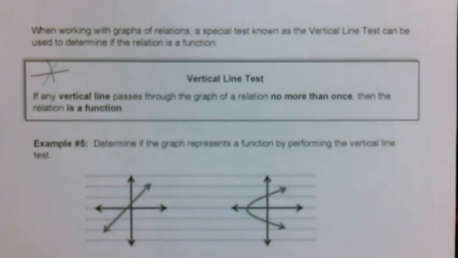If your vertical line hits the graph of the relation in more than one spot, then it would not be considered a function, because that means there's an input value that would map to more than one output value. We can see that in our previous example. This was the graph that we had looked at, where we had our 5 different points on it.